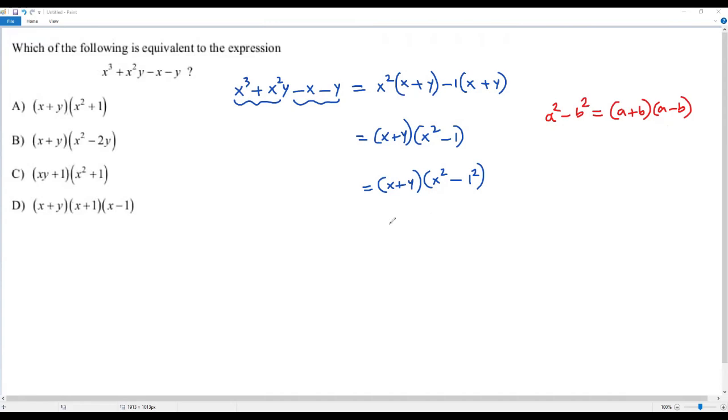Okay, now let me do it. Then we get x positive y times, for a positive b I have to write x positive 1, and for a negative b I have to write x negative 1. Now I got the factor form of the given expression, that is x positive y times x positive 1 times x negative 1. I find this exactly in answer choice D. The correct answer choice for this question is D.